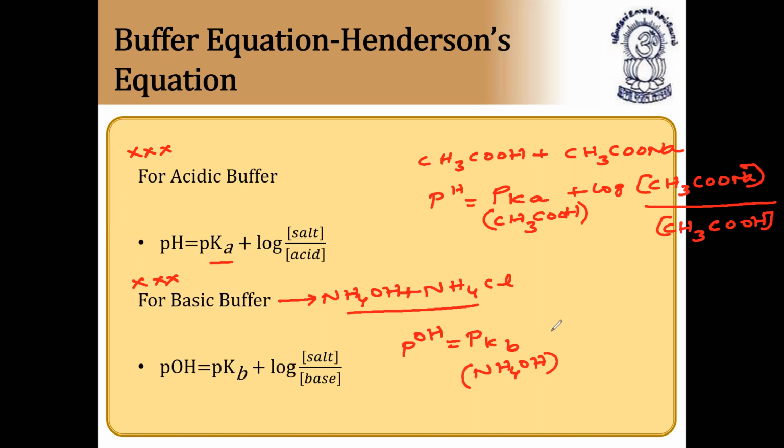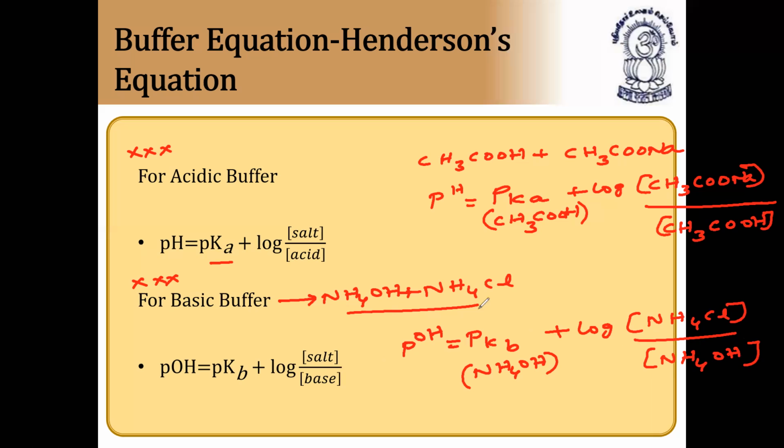a weak base, plus log of concentration of salt. What is the salt here? Ammonium chloride is a salt made from a weak base, divided by the concentration of base. What is the base? Concentration of base here is ammonium hydroxide. So in this way you have to substitute.